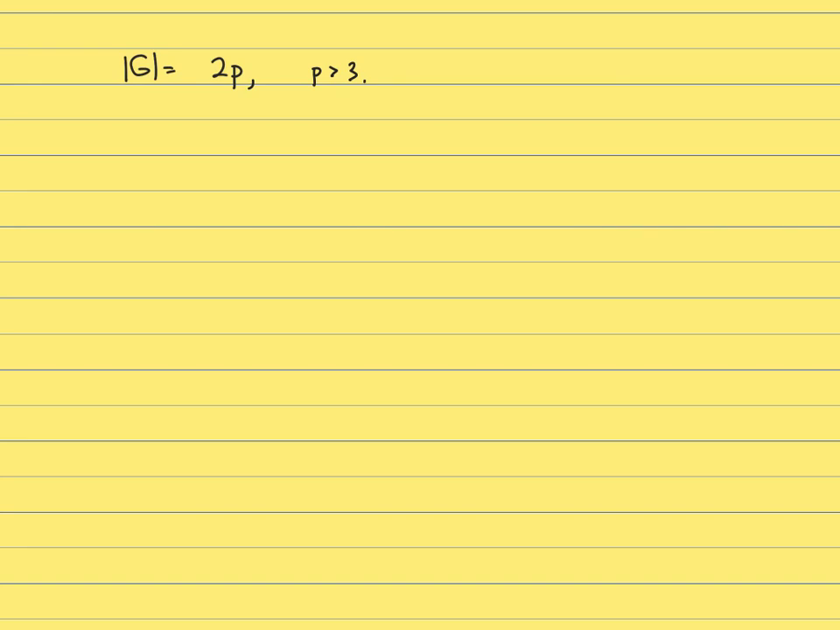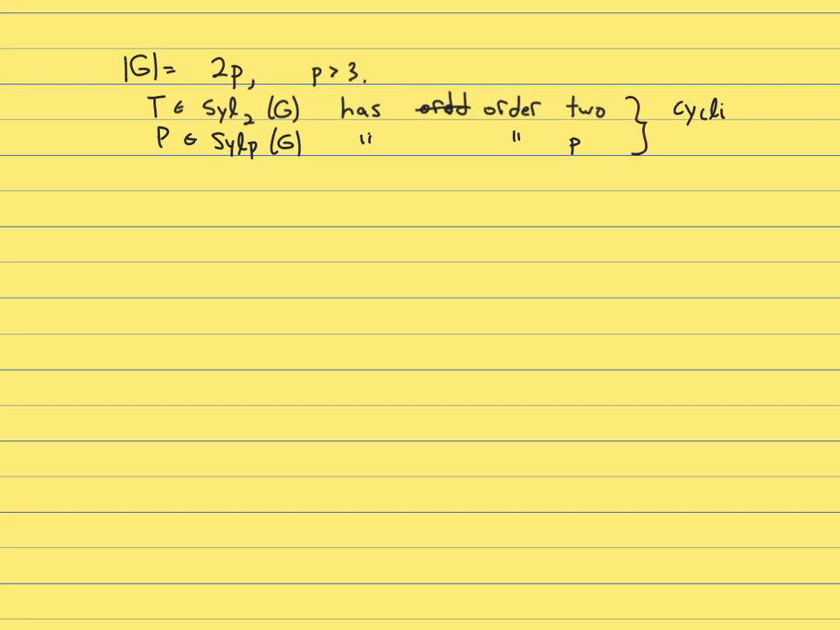We see in this case that a Sylow 2 subgroup has order 2, and a Sylow P subgroup, so I'll use T for the first and P for the Sylow P subgroup, has order P. But more importantly, because those are prime sizes, this actually tells you that these are both cyclic groups.